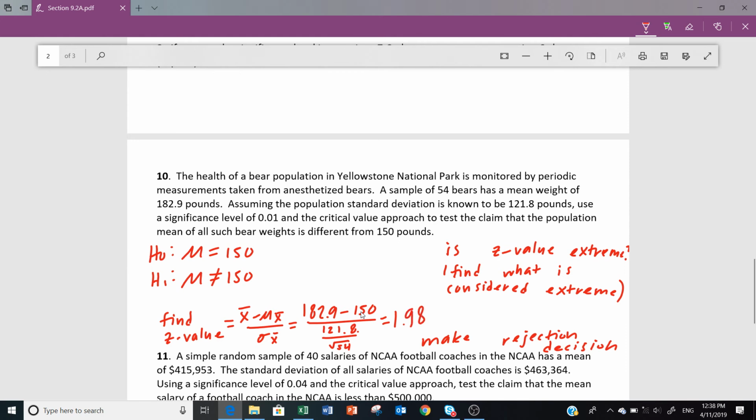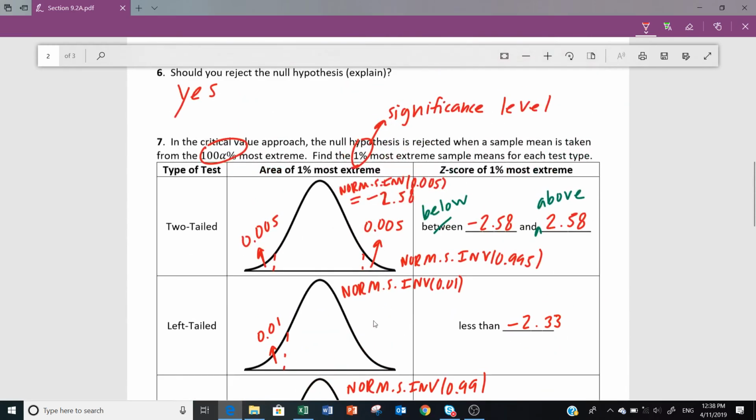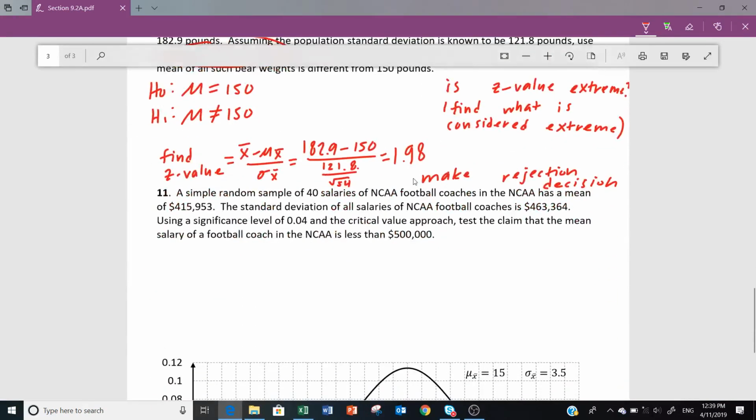Okay, we were using a significance level of 0.01. What are extreme Z values for two-tailed and 0.01? Below negative 2.58 and above 2.58. Is 1.98 considered an extreme Z value? No. Not an extreme Z value or Z score.